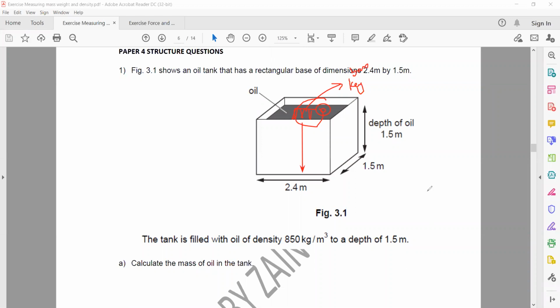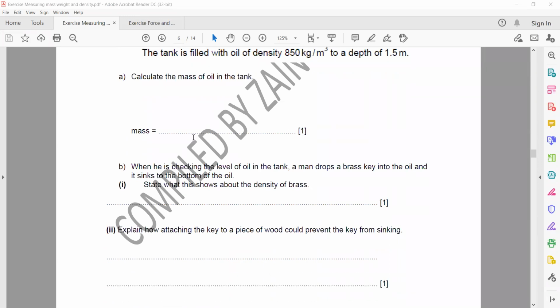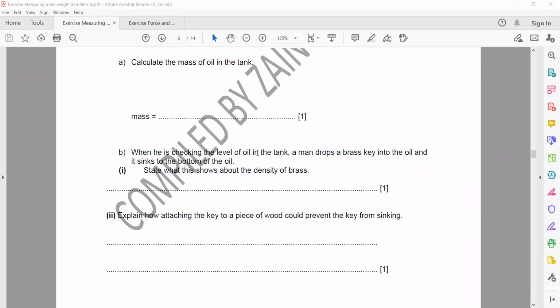Yes, that's right. It is greater than the oil density. That's why it sinks. In the question they ask, when he is checking the level of the oil in the tank, a man drops a brass key and it sinks to the bottom. State what this shows about the density of the brass. It shows that the density of the brass is greater than the density of the oil.